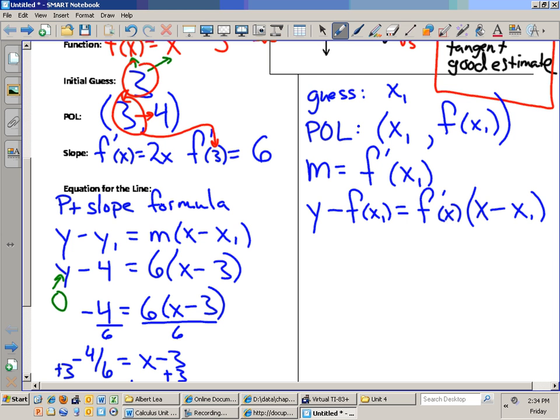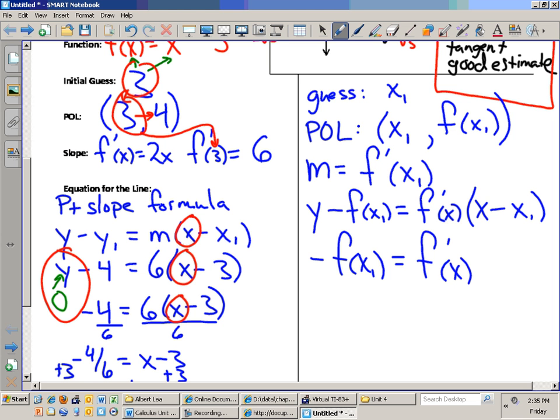Again, our goal is to find the x-intercept. We want to solve for x. The x-intercept occurs where y is equal to 0. So I set y equal to 0, and I get negative f of x sub 1 equals f prime of x times x minus x sub 1.